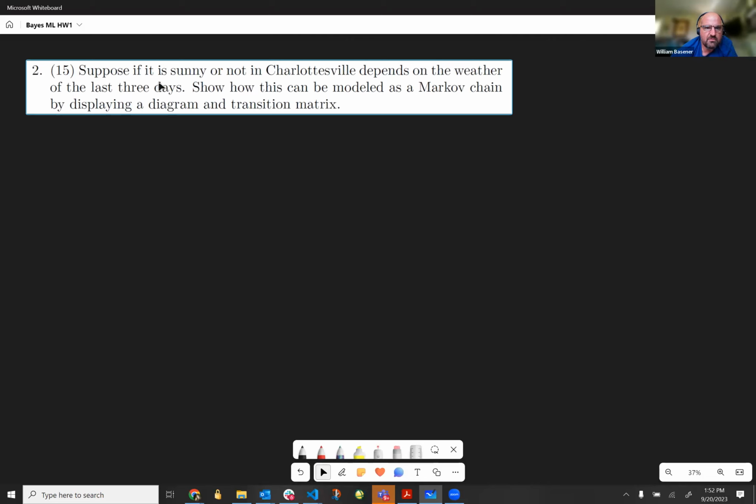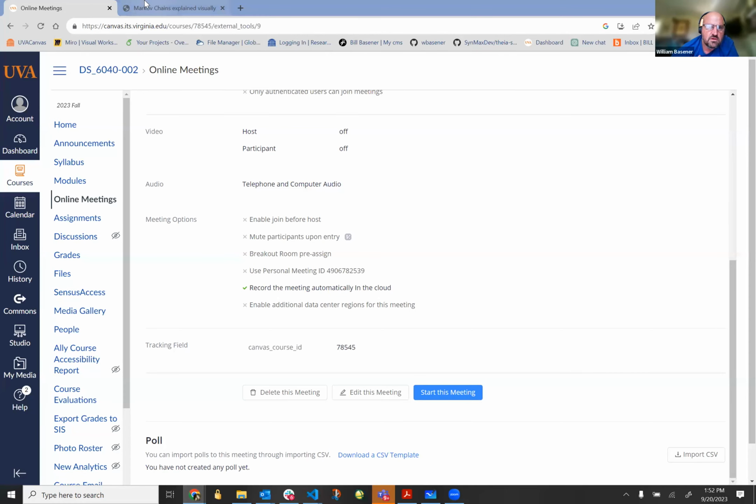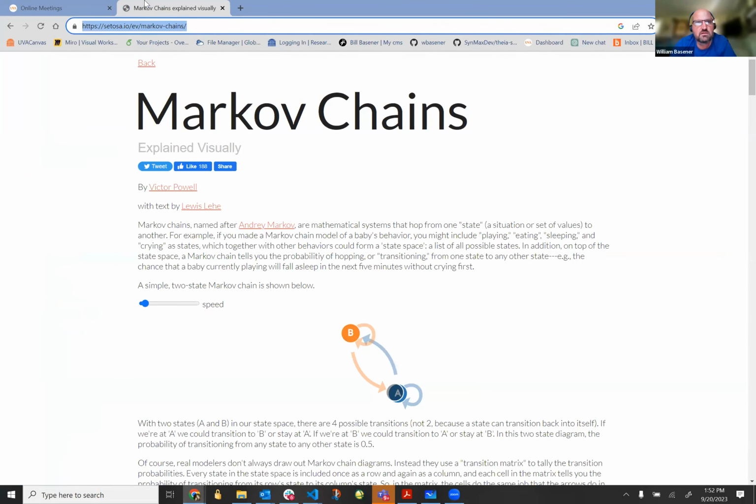Suppose whether it is sunny or not in Charlottesville depends on the weather of the past 3 days. Show how this can be modeled as a Markov chain by displaying a diagram and transition matrix. So first, let's talk about what a Markov chain is. Here's a really nice demonstration of a Markov chain, and I'll put the link in the chat.